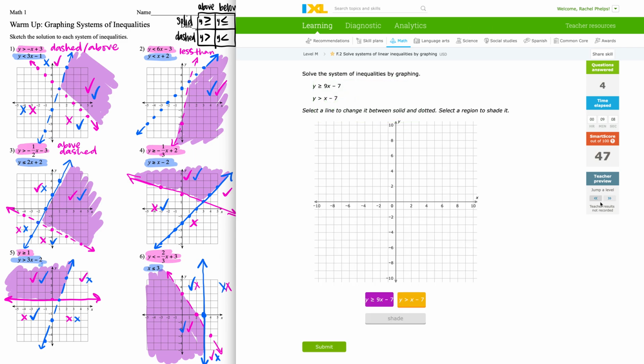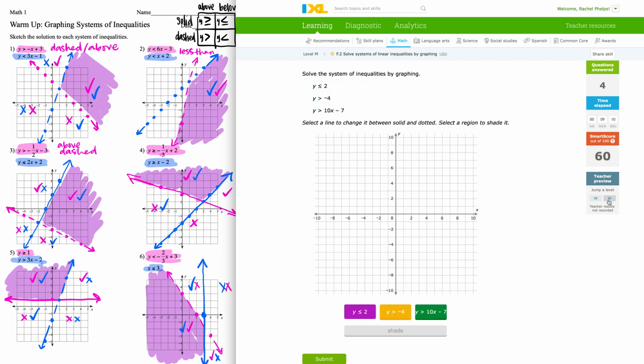These lines look fairly similar. I'm going to see if we get more difficult. Oh, wow, there's 3. Okay, well, at level 60, we have 3, so let's do it.